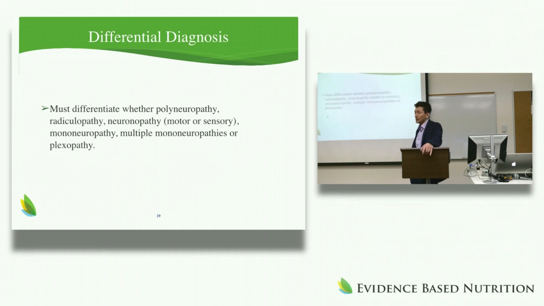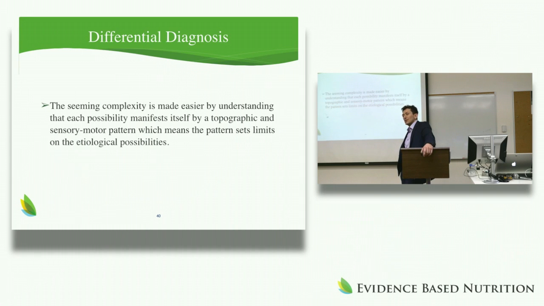Differential diagnosis, we're not going to be able to get into today. It's way too big a topic, but you've got to figure out, is it a polyneuropathy, a radiculopathy, etc. But the differential diagnosis becomes a lot easier when you start to consider that the topographic findings are going to limit the possibilities. The sensory findings, the motor findings are going to really set a pattern that's going to help you to determine what you're looking at.